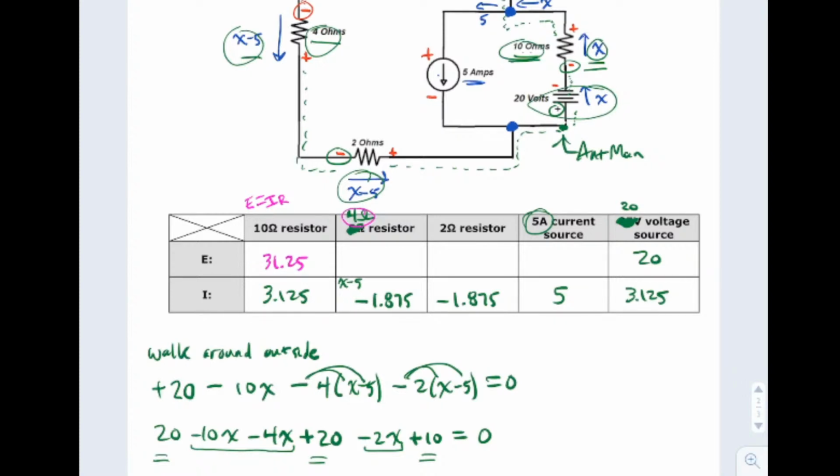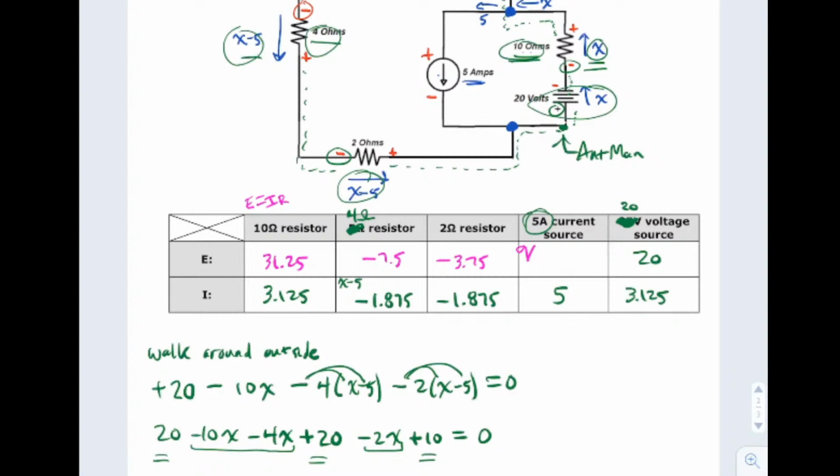Here I'd have 4 times a negative 1.875, which is, oh, what the heck is that? Let me try that again. 4 times 1.875. There we go, that's better. So this is a negative 7.5 volts right there. 2 times that is going to be negative, what, like 3.75, I want to say? Sure. And then the only thing we haven't solved for is what's the voltage here.